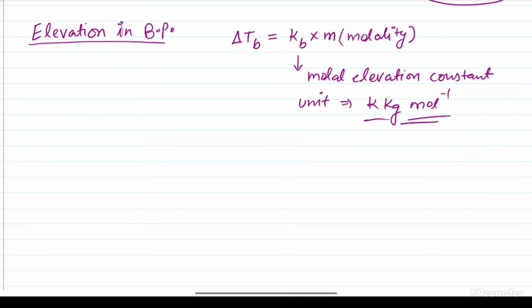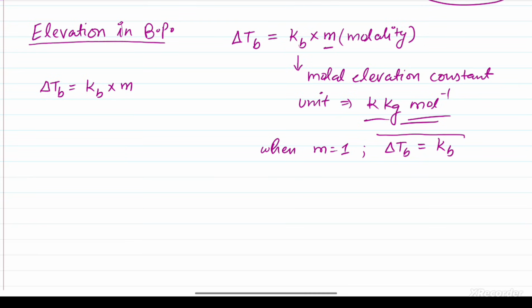Okay, so again I will write from the same equation. I have delta Tb is equal to Kb into m. One more thing that you can derive: how would you define Kb? What is Kb? When molality, that means when this m becomes 1, at that moment delta Tb is equal to Kb.